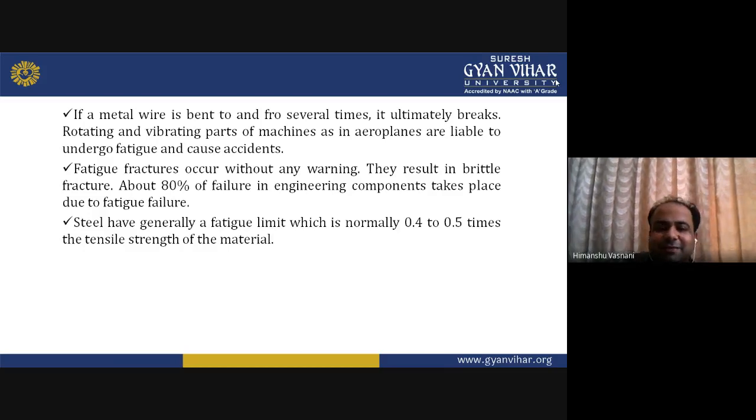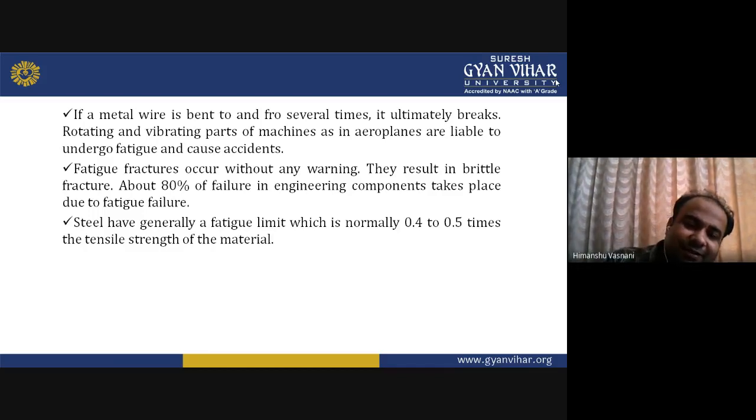The steels have generally a fatigue limit which is normally 0.4 to 0.5 times the tensile strength of the material. 0.4 to 0.5 times, can you imagine?